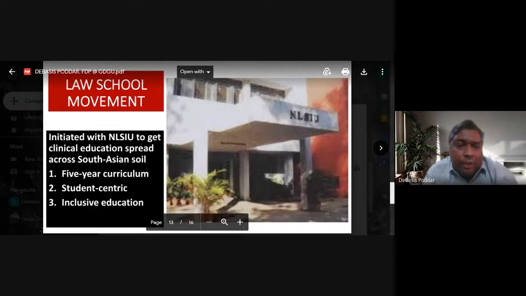So NLSIU Bangalore initiated the experiment from 1986 onward, and clinical legal education spread across South Asian soil. A five-year curriculum was offered for the first time at NLSIU Bangalore, with a student-centric approach and inclusive education. Inclusive education needs your attention, because here lies the spirit: though the law school was meant to spread the case method or clinical legal education, in practice, under Professor Menon and at a later point his successors also, it was basically student driven, student initiative, that students started learning critical education also. It is the student body which transcended clinical legal education.